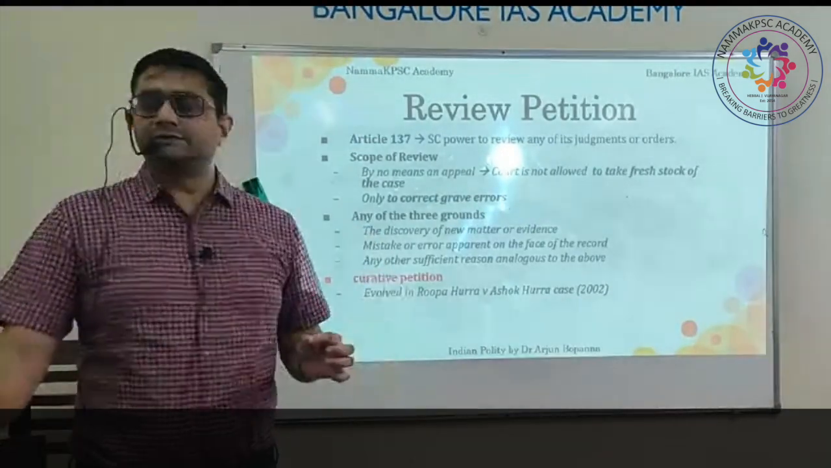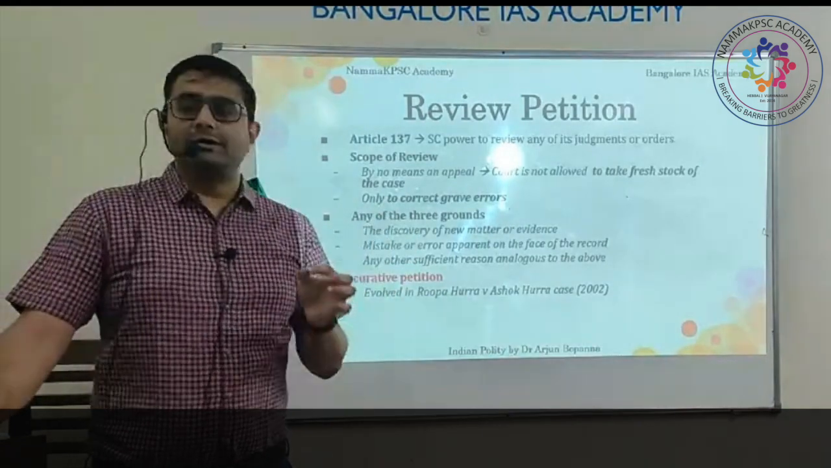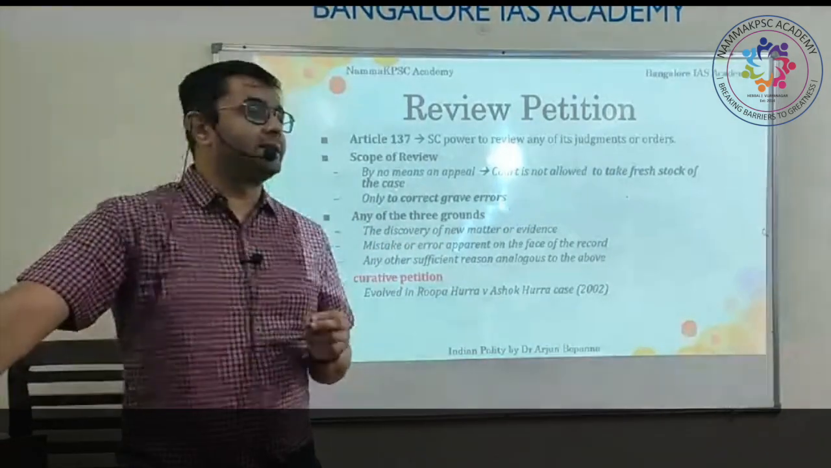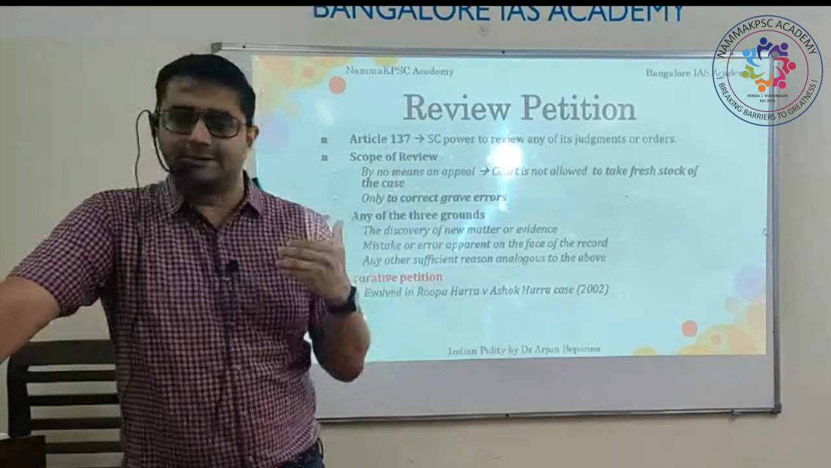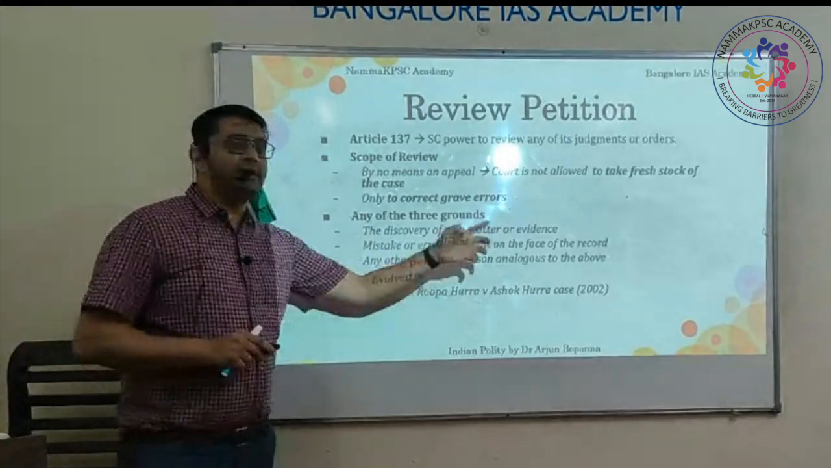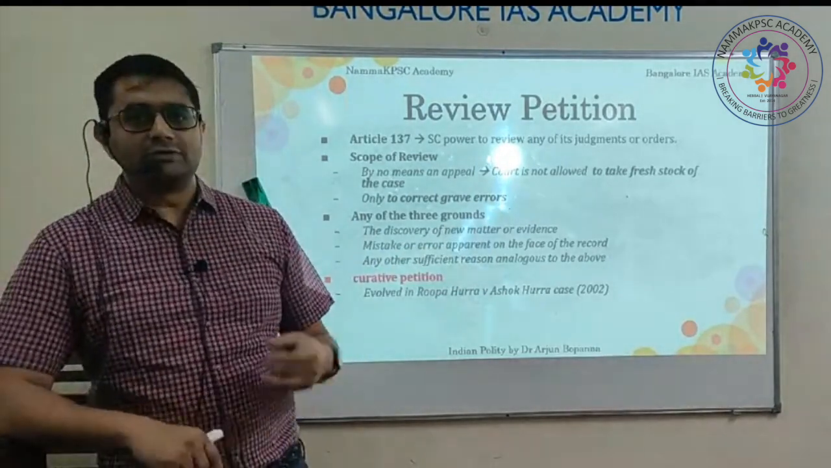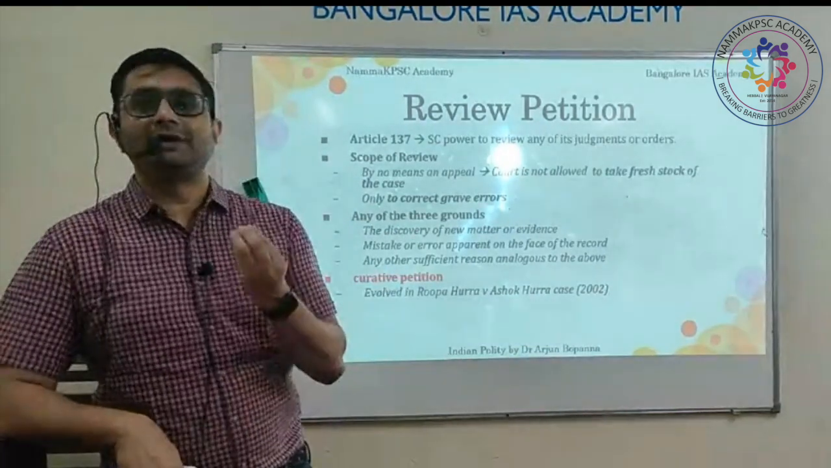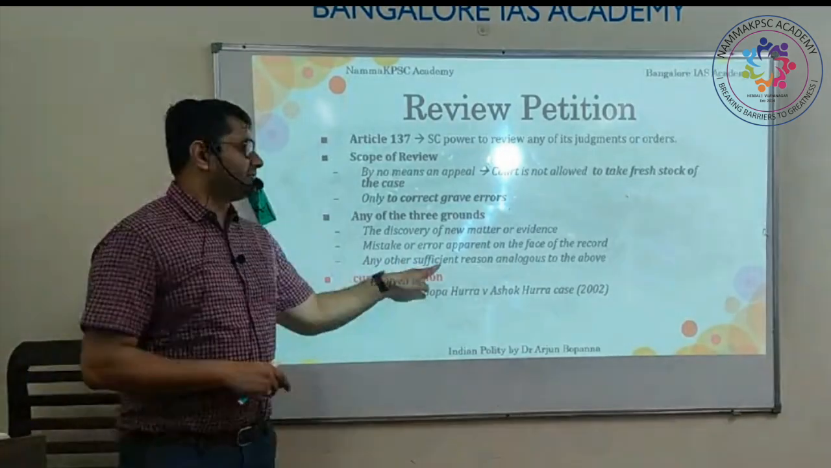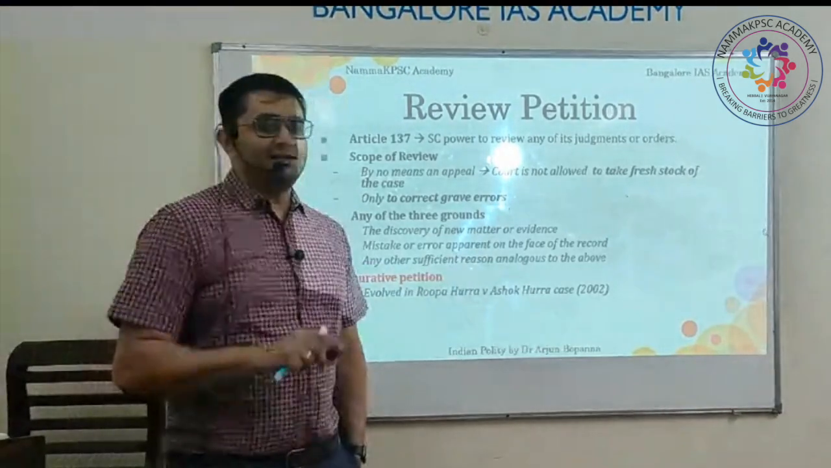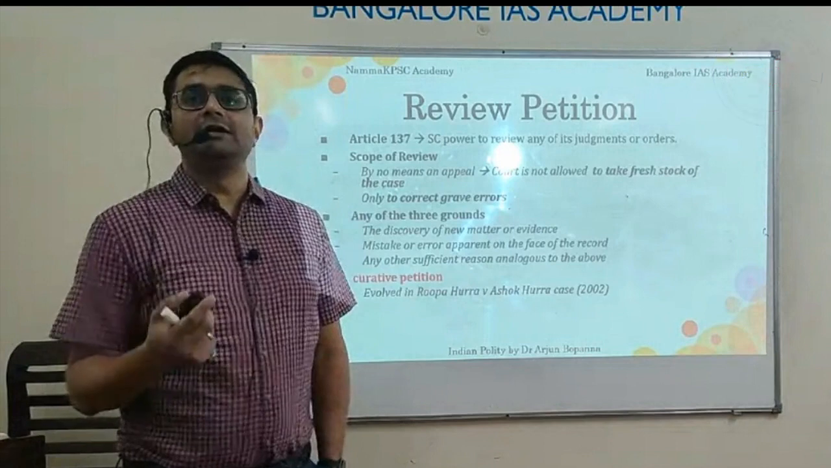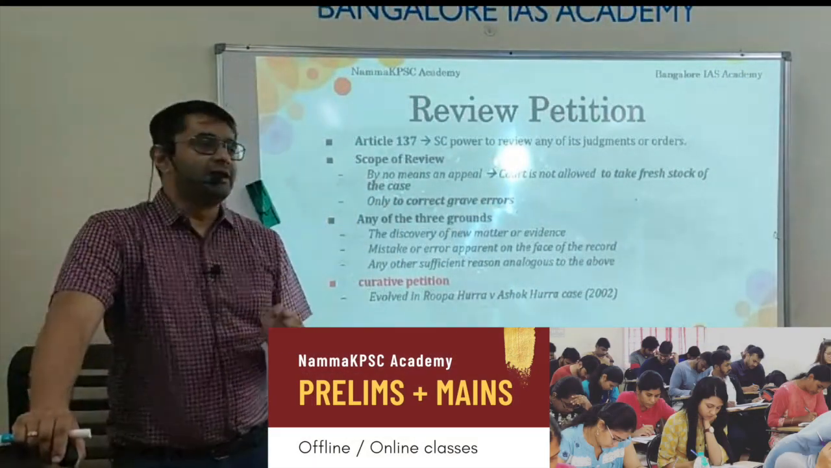Under any of these three grounds, a review petition can be filed. You can put a review petition only under these three grounds. If there is a discovery of new matter or evidence which was not shown or discussed earlier, so suddenly they came across new evidence; or when there has been a mistake or error apparent on the face of the record. Ultimately, judges are humans, so there could be some error which is very obvious. Or any other sufficient reasons analogous to the above. It is very ambiguous, obviously. So ultimately it is the judges who will decide whether to accept the review petition or not.